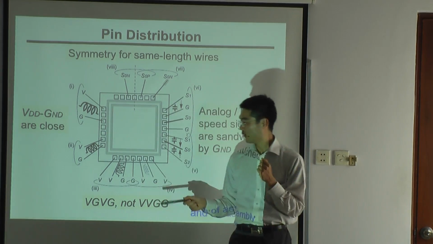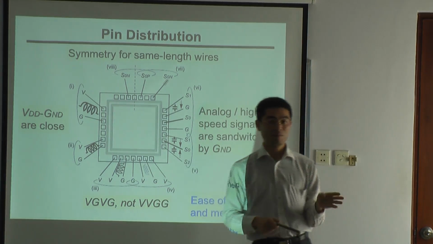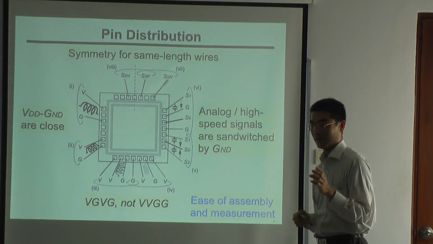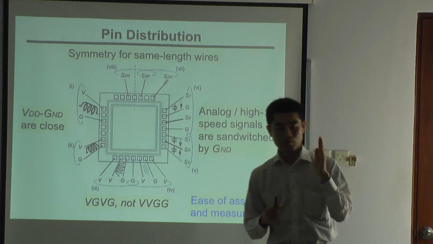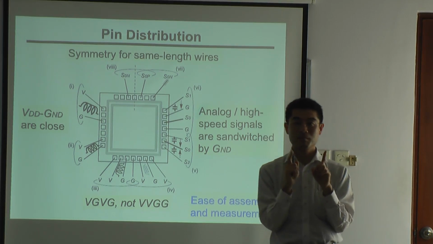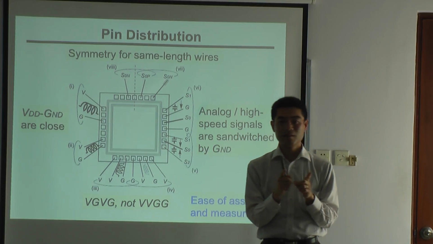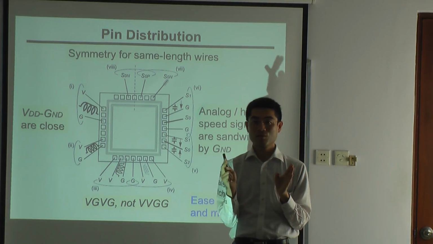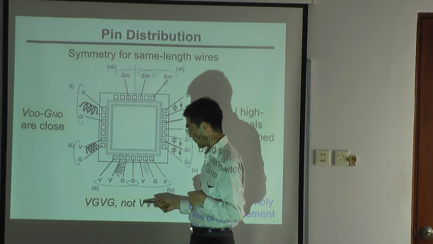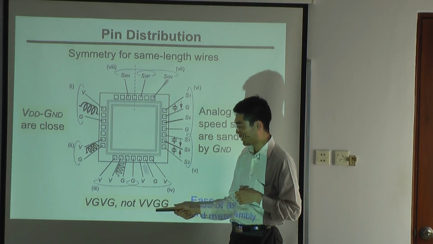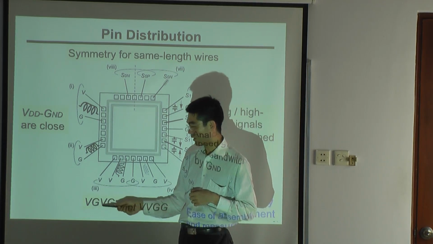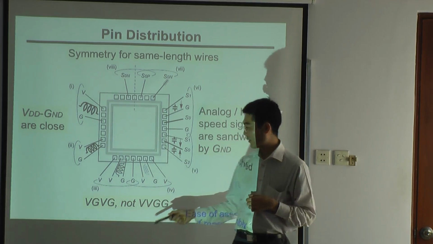Sometimes we want to reduce inductance, so we use multiple VDD and multiple ground pins. Let's say one pin has 1 ampere, so 2 parallel pins means 0.5 ampere. So we want to use multiple pins to reduce the impedance. Even in such a case, someone puts the order VVGG, and VGVG is better compared with VVGG.